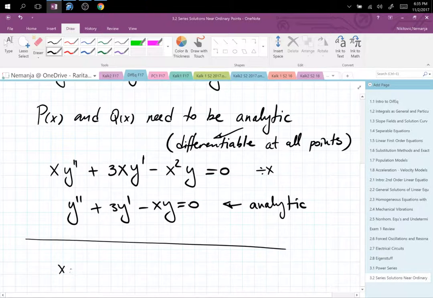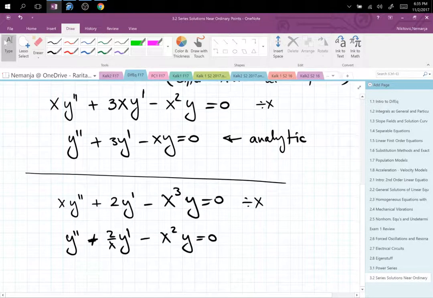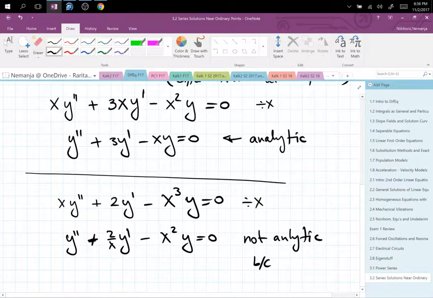If you look at the example x y double prime plus 2y prime minus, I don't know, x cubed y equals 0, when you divide everywhere by x to get y double prime alone, you get y double prime plus 2 over x y prime minus x squared y equals 0. This is not analytic because it is not differentiable at x equals 0. You have that term 2 over x, and that one is not differentiable at 0 because there's the vertical asymptote there.